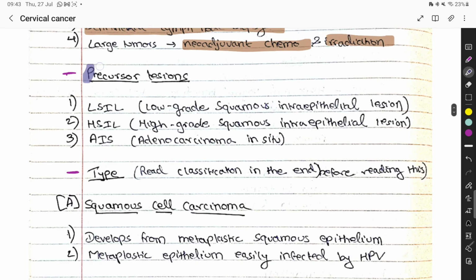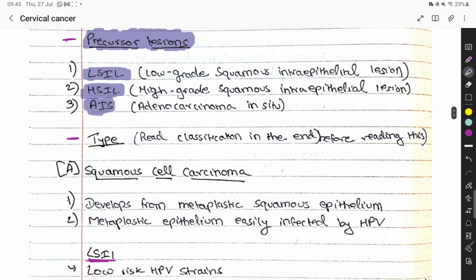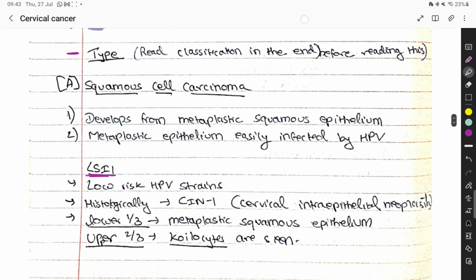Now, precursor lesions of cervical cancer. There are three main precursor lesions. LSIL is low-grade squamous intraepithelial lesion. HSIL is high-grade squamous intraepithelial lesion. And AIS is adenocarcinoma in situ.